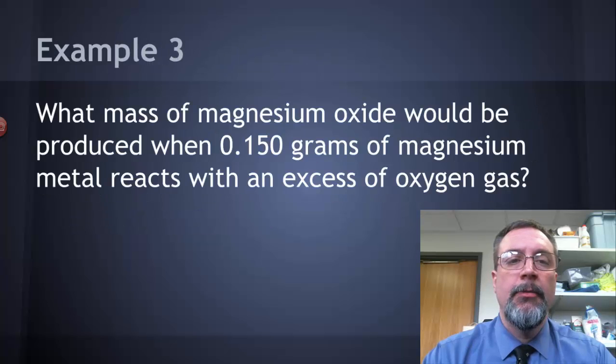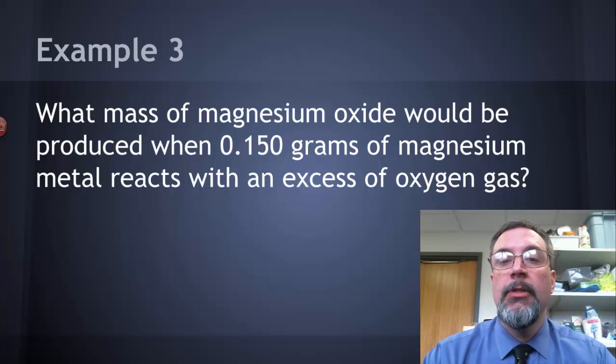Okay, here's an example. What mass of magnesium oxide would be produced when 0.150 grams of magnesium metal reacts with an excess of oxygen gas? I'm about to predict the future. I'm not even going to do this experiment, but I'm going to predict how much product I should be able to make, given that I'm starting with 0.150 grams of magnesium and as much oxygen as I need.